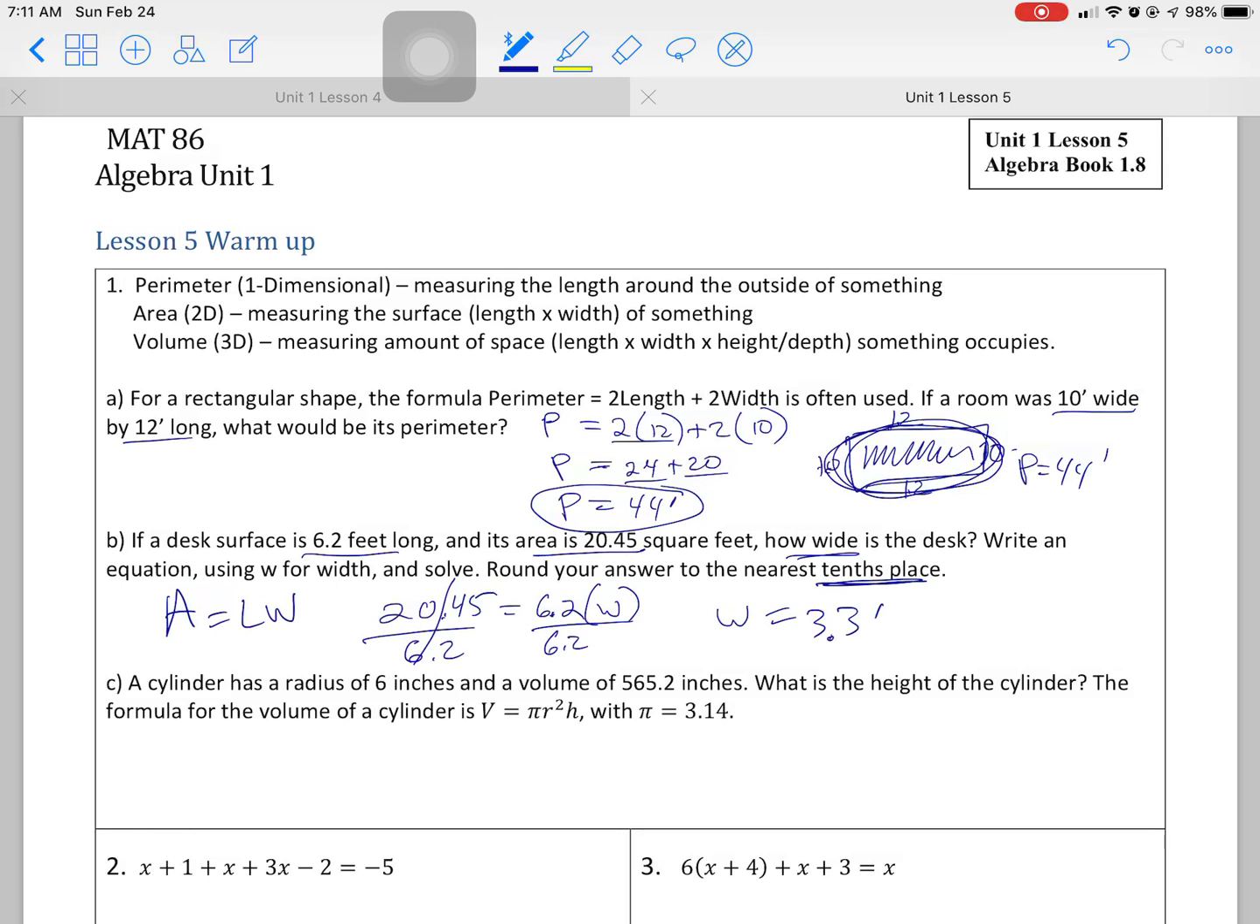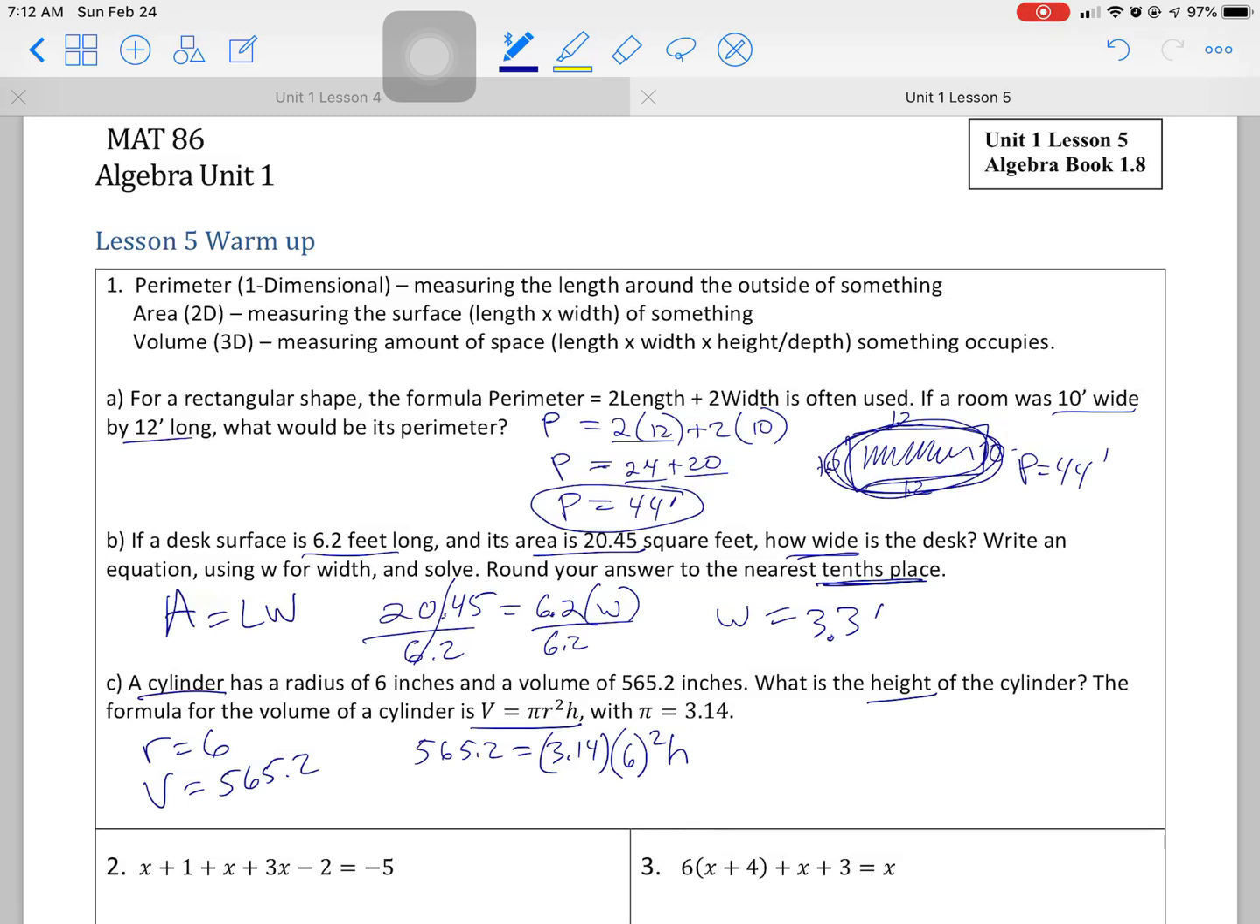Okay. A cylinder has a radius of 6 inches and a volume of 5,652. What is the height? If you're given this formula right here. So let's see, on this side would be the 565.2. Pi, remember we're using 3.14, and when all the letters are shoved together, that means multiply everything. So what's the radius? Was 6 squared, and we're looking for the height.